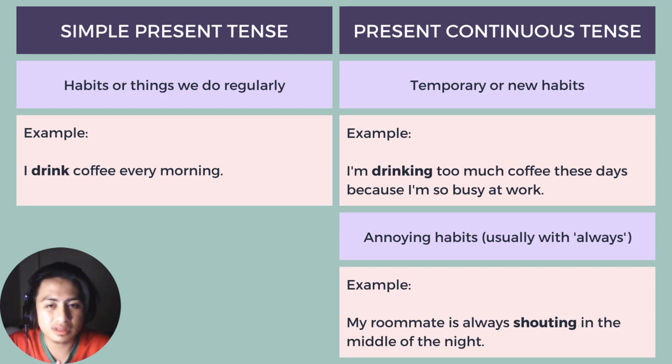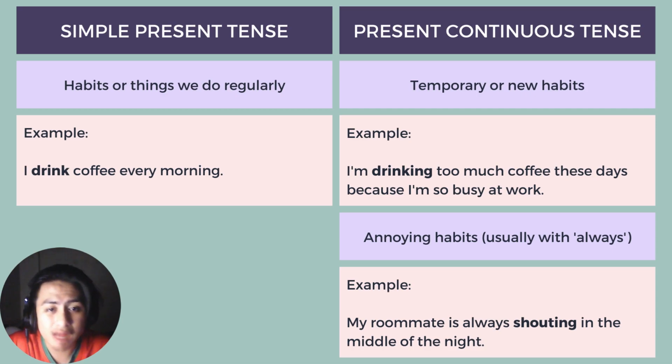So, for example, for simple present tense, I say, I drink coffee every morning. So, I drink coffee every morning shows that I am a regular drinker of coffee. So, I drink coffee regularly. I drink it all the time. So when I say that, it shows that I drink coffee regularly. Okay, and then for present continuous tense.